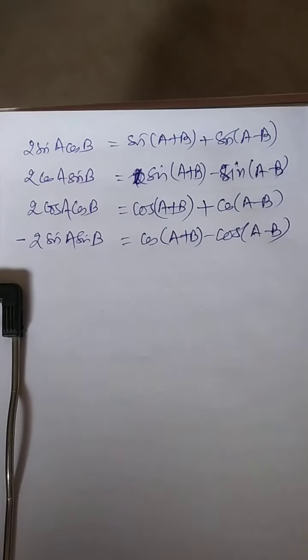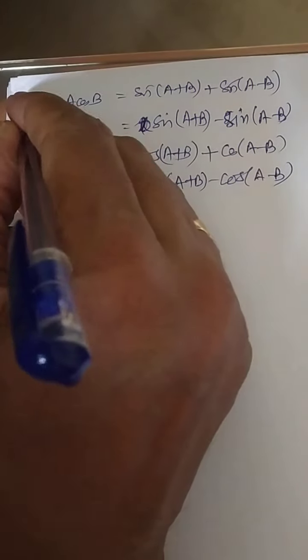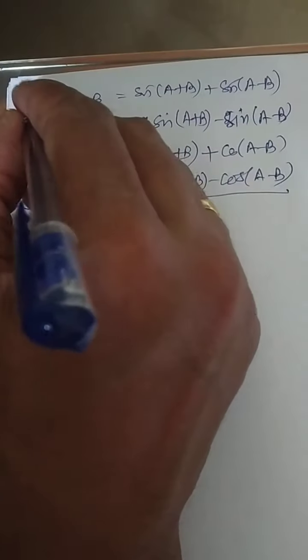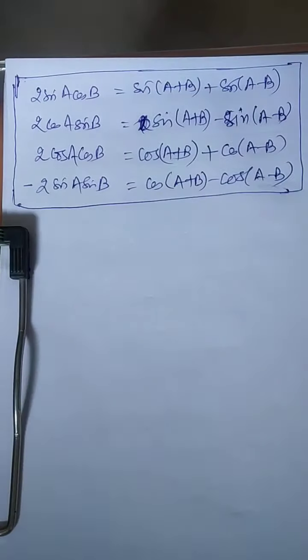If you are writing in the reverse order, the formulas will look like this. So this is one more set of formulas. So the collection is over. Now we'll be talking about the problem based on that, how to make use of these formulas.